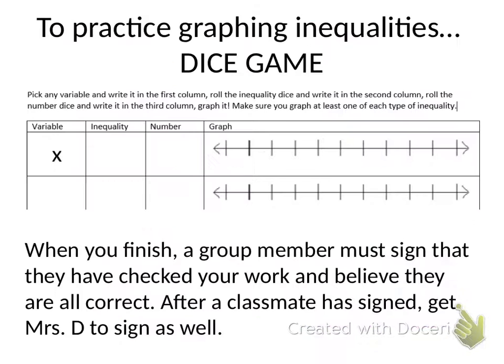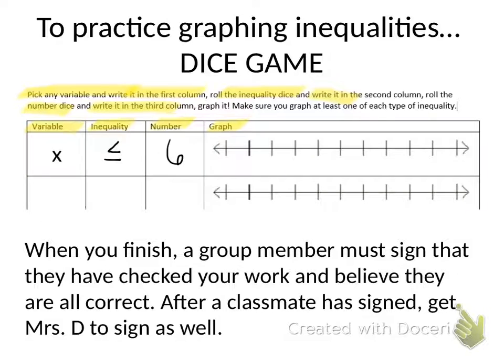What I'm going to have you do now is to practice graphing the inequalities using some dice, so it's not quite as boring. Okay? What you're going to do is there are 4 columns. In the first column, you're going to pick any variable and write it. I've already got an X in there for you. In the second column, you're going to roll the inequality dice, and you're going to write it there. So I roll the dice, and I get a less than or equal to symbol. Then you're going to roll the number dice, and you're going to write that in the third column. So I roll my number dice, and I get a 6.